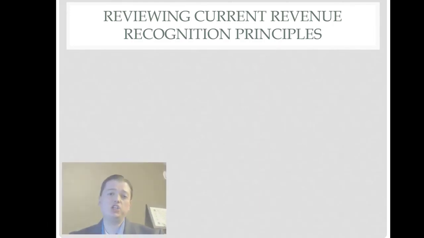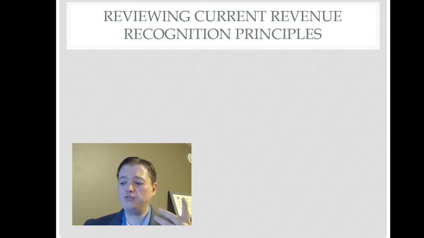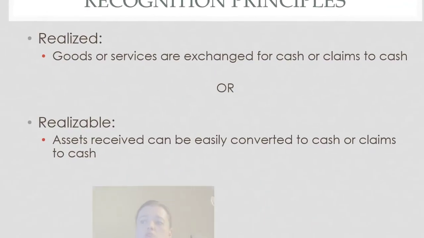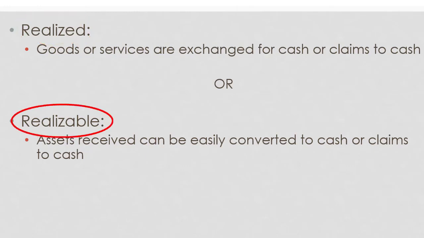Now, if you remember from our discussion way back in Intermediate Part 1, we said that revenue recognition under the current or old standard had three different parts or elements. In order to recognize revenue, the first thing you had to do was ensure that it was realized or realizable. Realized means that the goods or services have been exchanged for cash or some other claim to cash or other assets. Realizable meaning that we're pretty sure we're going to get paid. So that was the first piece of being able to recognize revenue under the current or old rules.